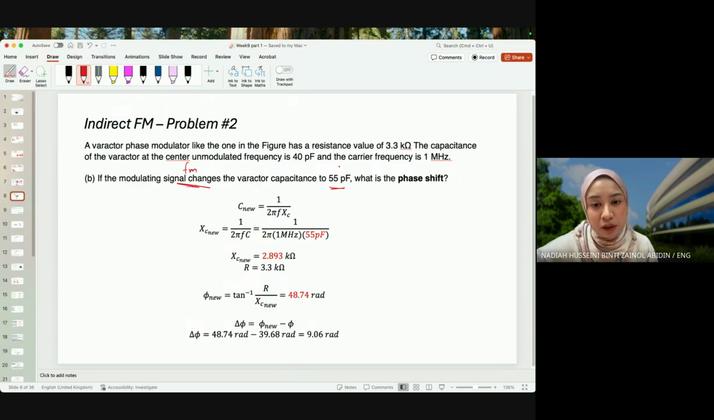Okay, so now we have a new C, which means that our XC is going to change. So XC new is 1 over 2 pi F C new. Here I'm supposed to write it new. Okay, I forgot to edit that.